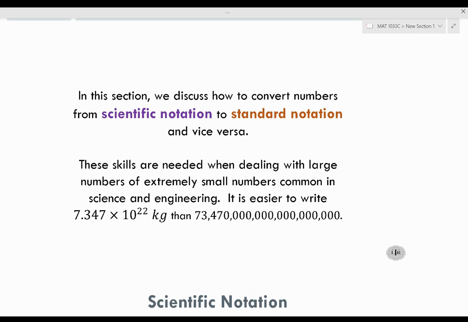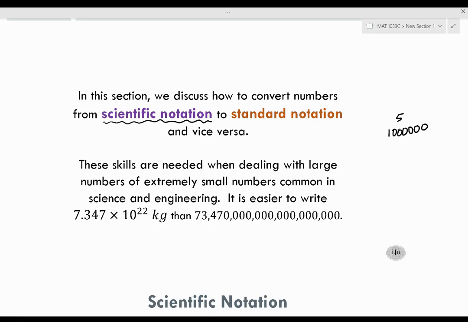Well, standard notation is the way that we've always written our numbers, okay? So like if we wanted to write 5, we just wrote 5. If we wanted to write 1,000,000, we wrote a 1 and 6 zeros after it. Nothing special, nothing fancy, okay? But scientific notation allows us to write really, really, really small numbers or really, really, really large numbers in a more efficient manner, okay?